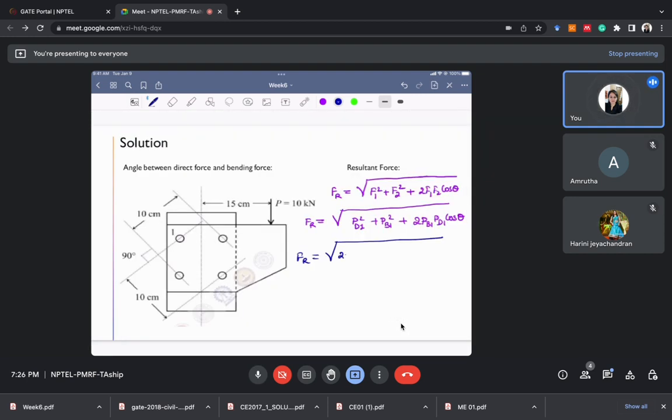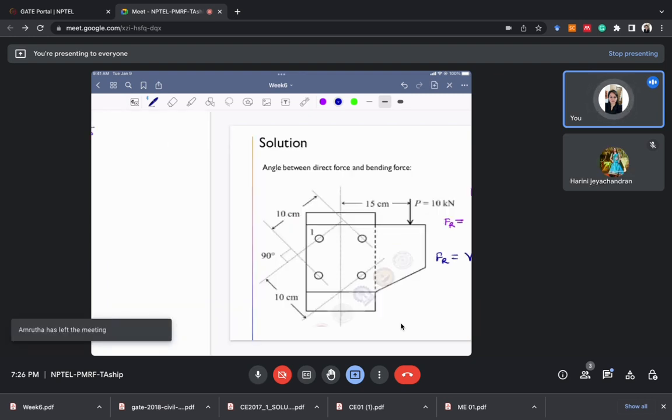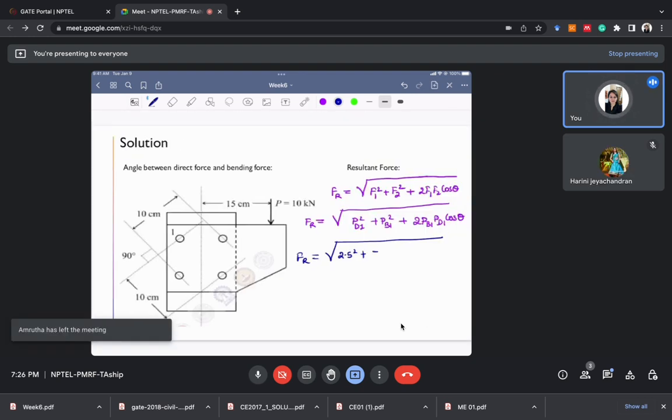So we'll write 2.5 kilonewton plus, what is the value of PB1 we got? PB1 was 7.5 kilonewton. So it is 7.5 kilonewton plus twice of PD1 multiplied by PB1 into cos 135 degree. So the value of the resultant, the final answer we got, is 6 kilonewton here.